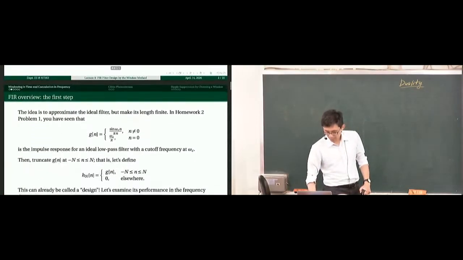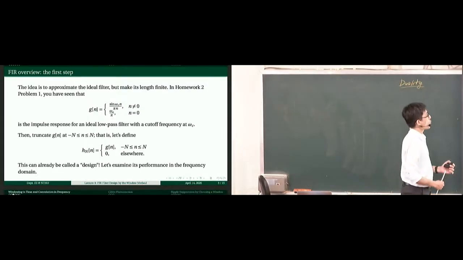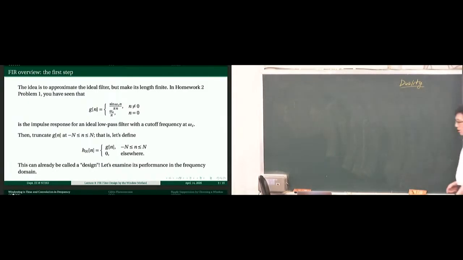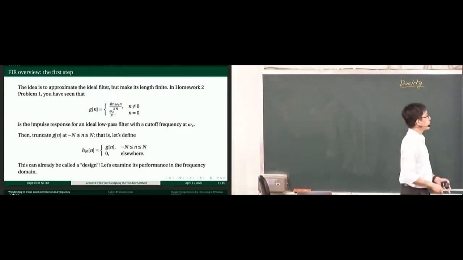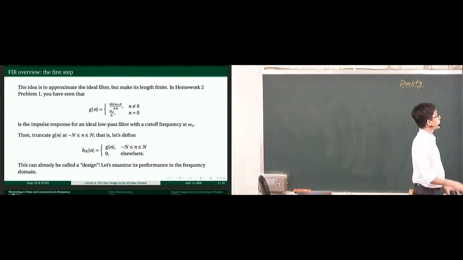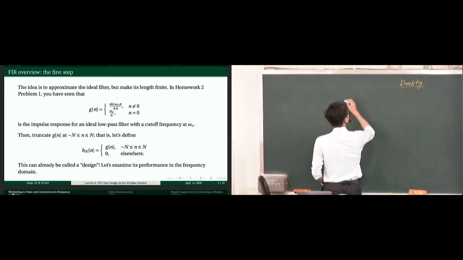So let's begin. To begin, recall, in past years, it's not about homework number 2, problem 1. But let me first say it. We know that the idea is that we want to approximate an ideal filter, taking low pass as an example. This is the beginning point.